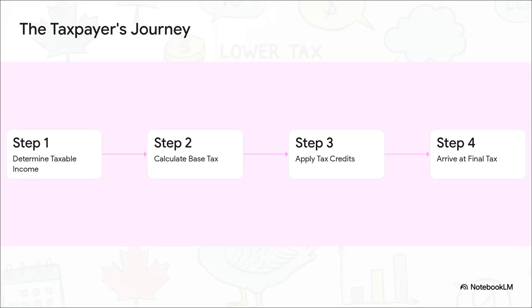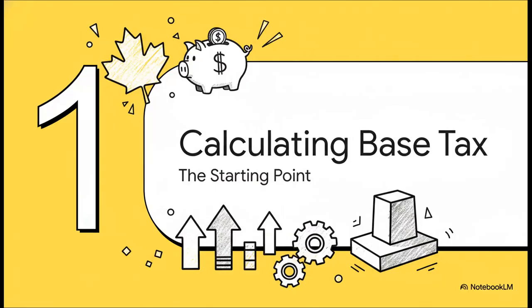I like to think of it like sculpting. Seriously. You start with this big, rough block of stone. That's your initial tax calculation. Then you get a set of special tools. We call them tax credits, to carefully chip away at it until you reveal your final, much more refined tax bill. Okay, let's dive right in.